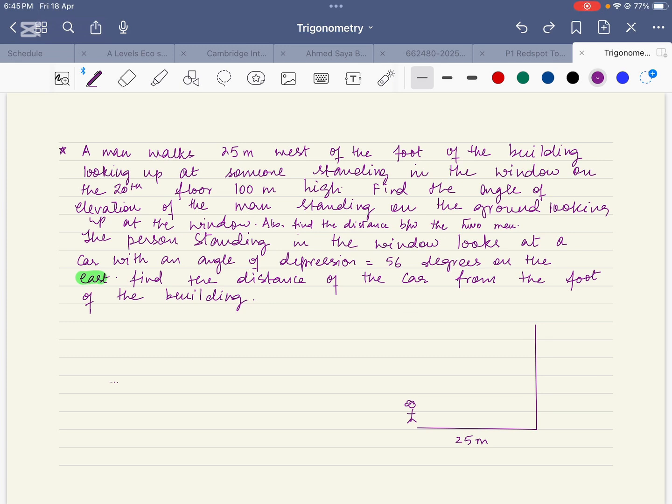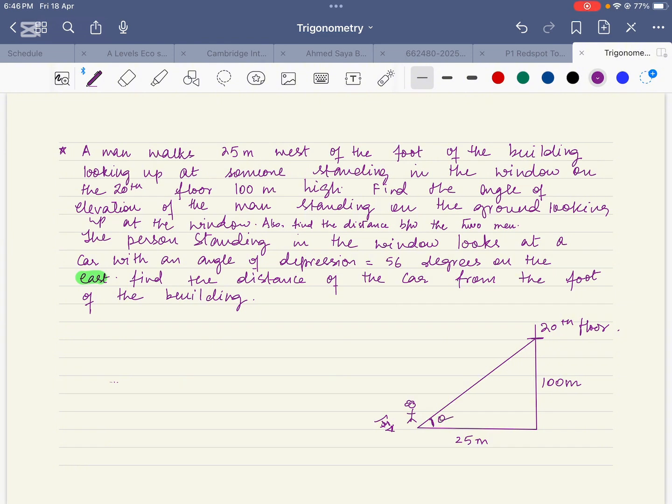Looking up at someone standing in the window on the 20th floor, 100 meters high. That floor is 100 meters high. Find the angle of elevation of the man standing on the level ground looking up at the window. Angle of elevation, this is the eye level because the man is standing here, right? So we are going to find out this angle. This angle can be easily calculated.